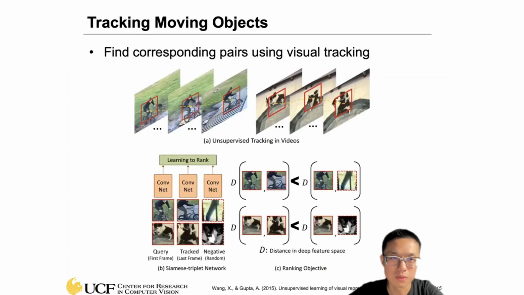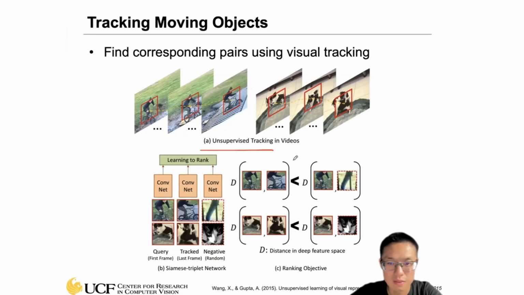In this particular approach, they first do unsupervised tracking in videos. Basically, they use some unsupervised approach. Maybe first you generate a bounding box for this object, then you can use an unsupervised approach, maybe based on motion information, to track this object towards the end of the video. So you can generate a track of these bounding boxes across time, across different frames.